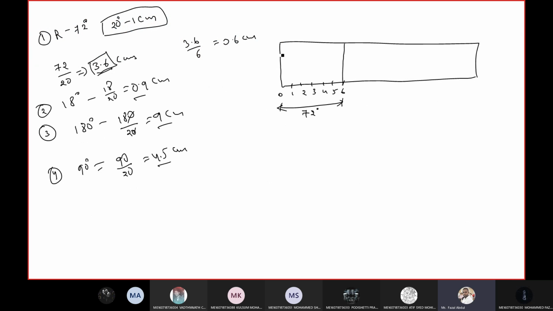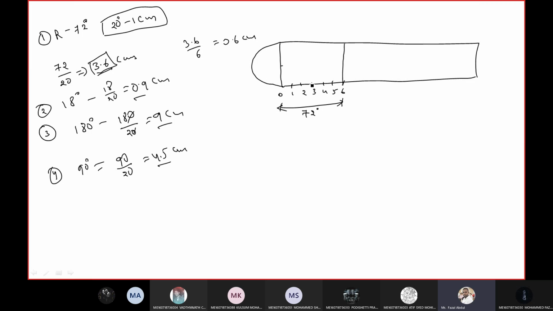What is the method? First we need to construct the rectangle box, then draw the semicircle here. What is the diameter of the semicircle? Stroke length is the diameter of the semicircle. It means measure the midpoint of this line. Keep the needle of the compass here and select the end point of this stroke length value and construct the semicircle.